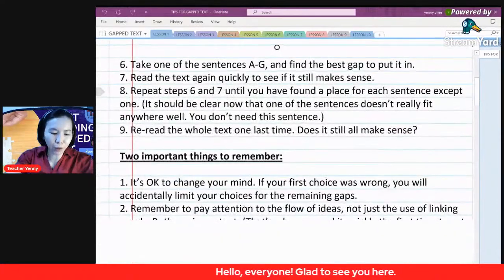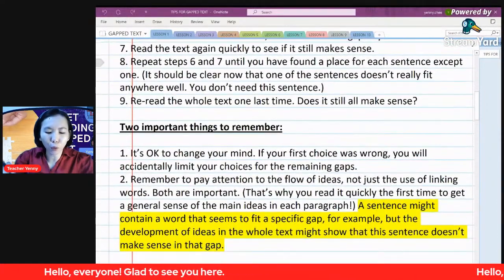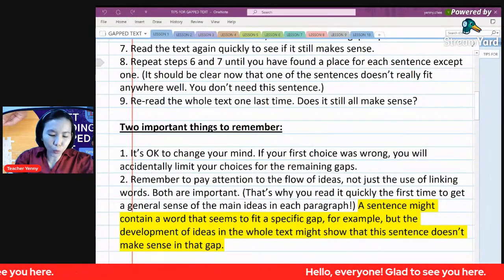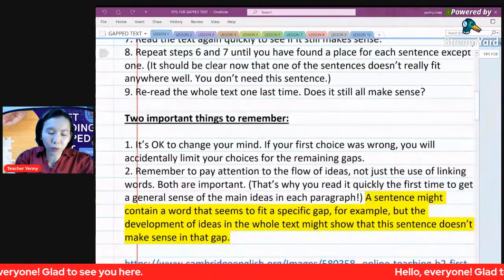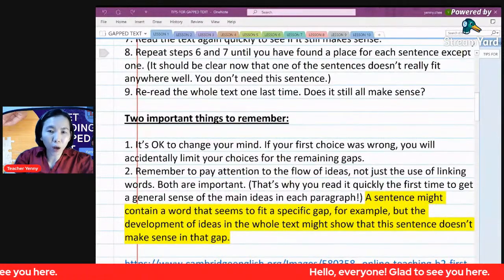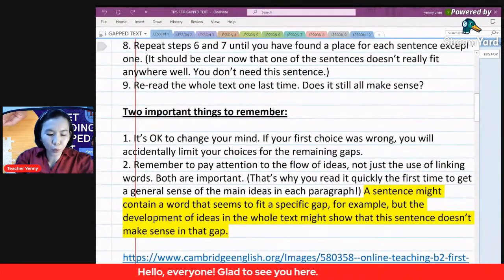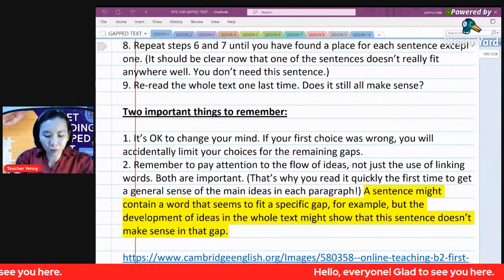So here I have 2 important notes for you. It's okay to change your mind. If your first choice was wrong, you can just limit your choices for the remaining gaps. Don't worry. You can try. Trial and error would be fine. Don't worry because you can always change your answers. Just remember, make sure that it makes sense.